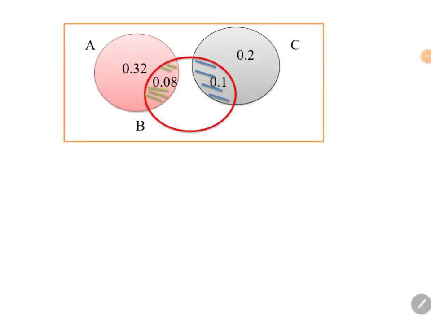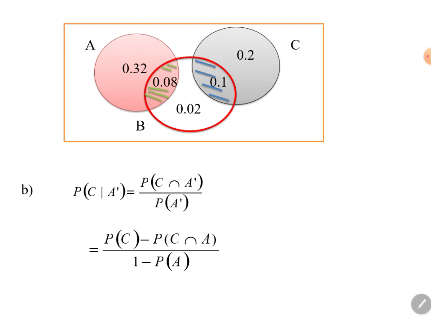For question B, find the probability of C given A prime. What we need to use is the formula for the conditional probability, which is probability of C intersect with A prime over probability of A prime. So what is probability of C intersect with A prime? We can find it by using the crescent formula. What is the crescent formula? It should be probability of C minus probability of A intersect with C, or C intersect with A. So we have to subtract the intersection between these two areas.